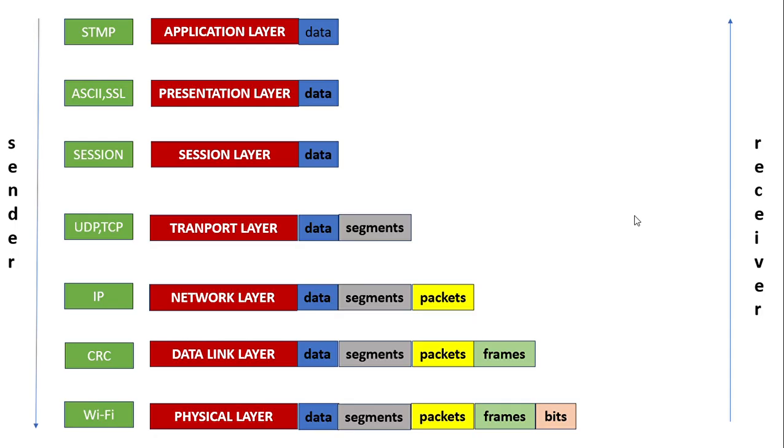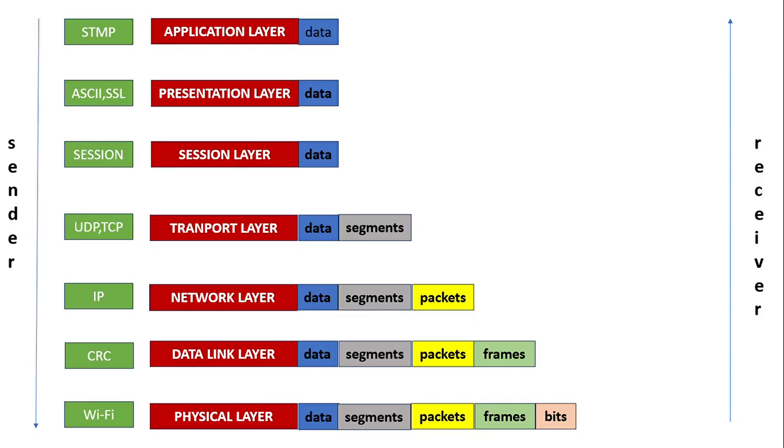The email application uses the Simple Mail Transfer Protocol, as indicated here, to prepare the email message for sending. And the type of data, as we can see in the application layer, or rather the type of information, is data in the first three layers, and then the information will go to the presentation layer.